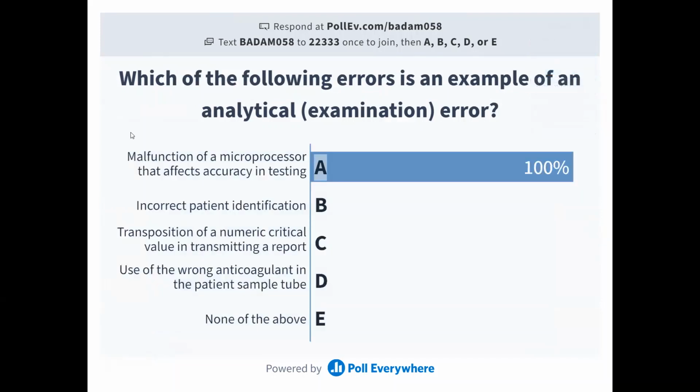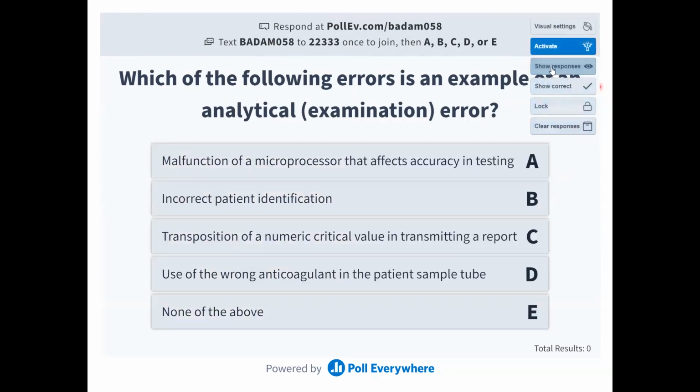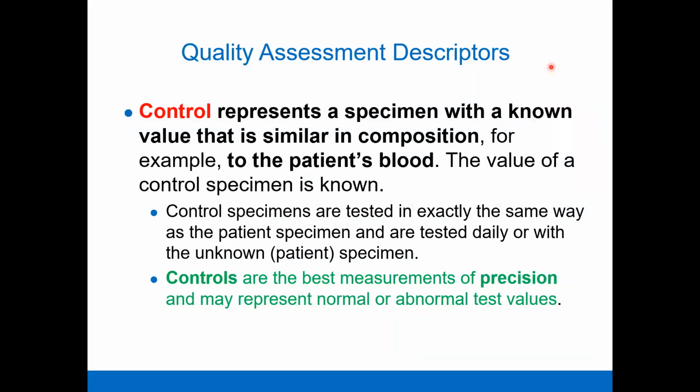Okay, which of the following errors is an example of analytical error? Malfunction of the microprocessor that affects accuracy in testing is the correct answer. Okay, going to clear that. And then, okay, now what does control mean?